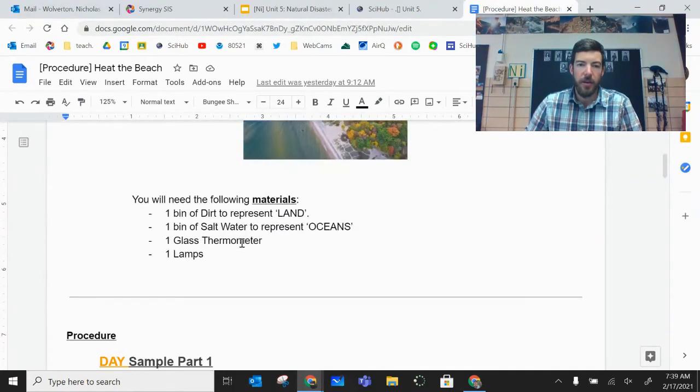All right, so we had a bin of dirt, and that bin of dirt represents land, and the bin of salt water represents oceans. We actually didn't add salt, but we just have a bin of water to represent oceans. Okay, we have a glass thermometer to measure the temperatures, and we're using lamps to represent the sun.